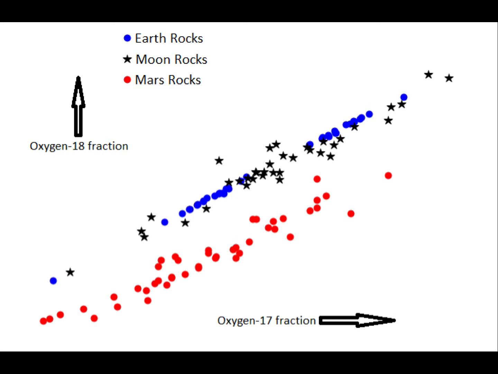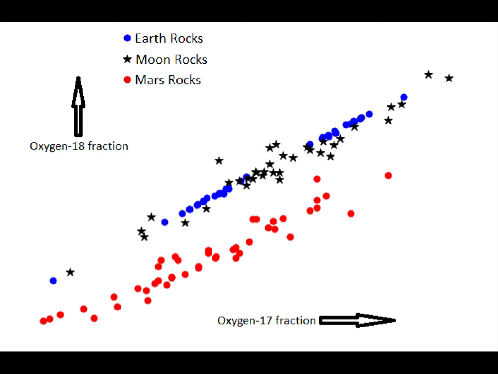To understand this chart, there are three types or isotopes of oxygen. There's oxygen 16, 17, and 18. All three of these are only made in stars. You can't make them in a planet. Most oxygen is oxygen 16, but around 0.2% is oxygen 18, shown on the y-axis, and a little bit less is oxygen 17, shown on the x-axis.